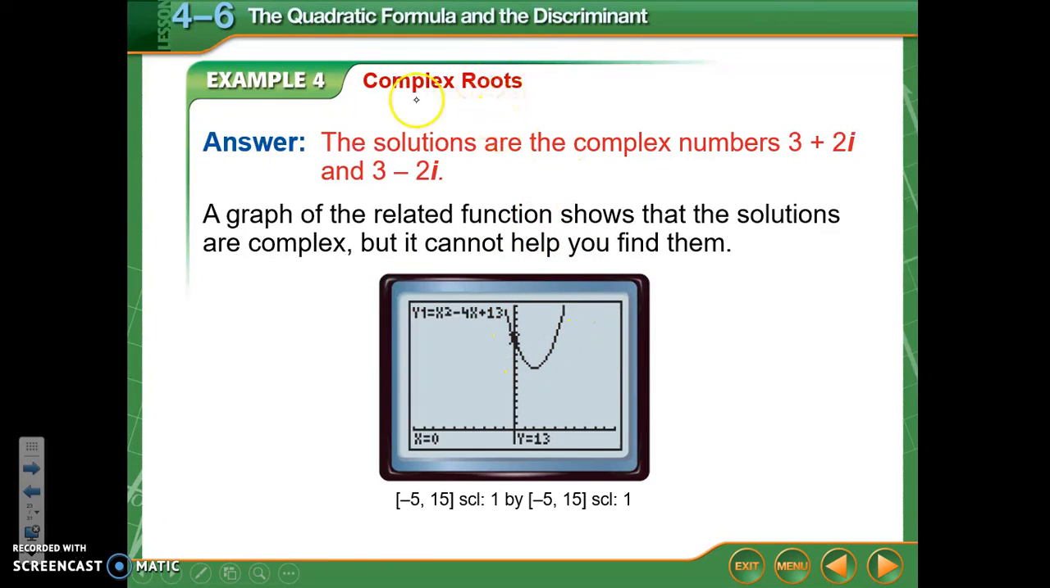Remember, I get complex roots when my graph does not touch the x-axis, because it can only touch the x-axis if my roots or my zeros or my solutions are real numbers. When they're not real numbers, it floats above or below the x-axis and never touches it.